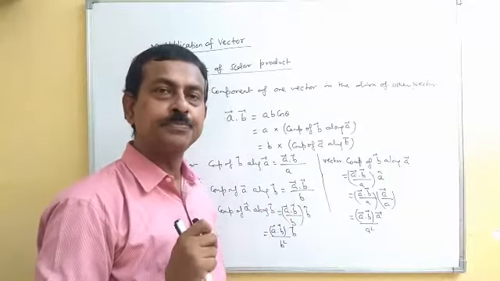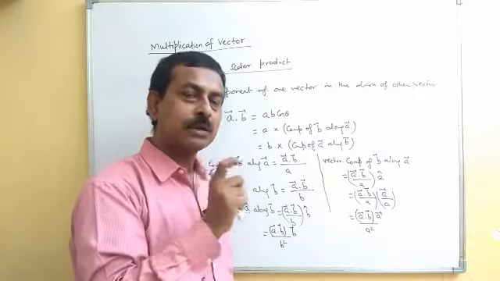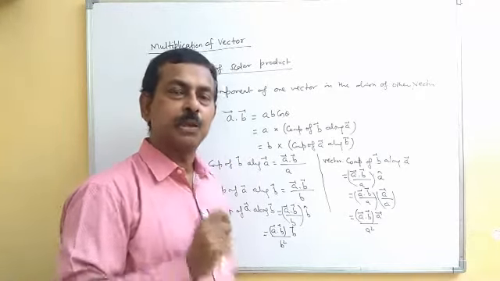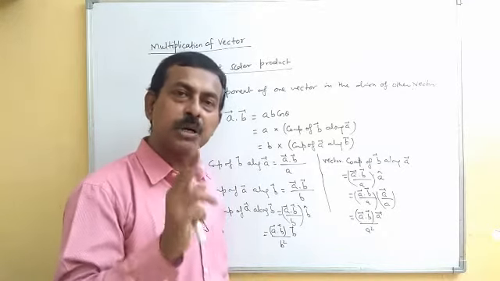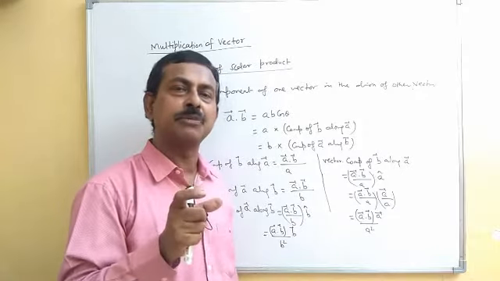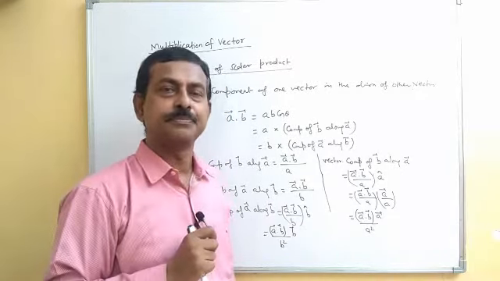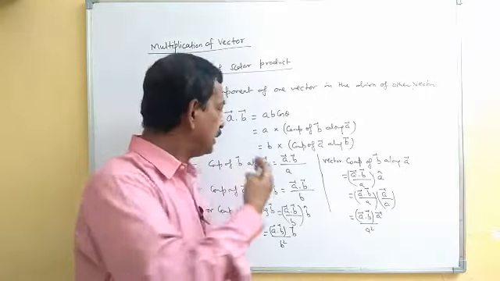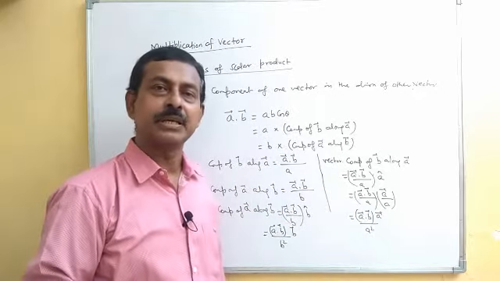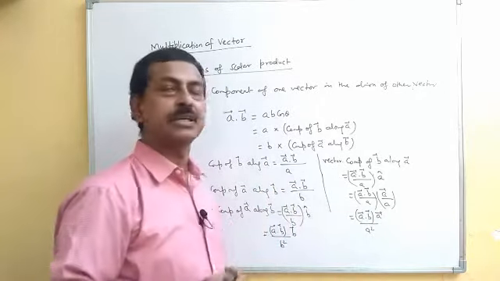That means you have to simply remember this, that a scalar component of one vector in the direction of other will be given by dot product of the two, and it will be divided by the magnitude of the vector in whose direction we are finding the component. If it is in the direction of vector A, then it will be divided by magnitude of vector A. If it is in the direction of vector B, it will be divided by the magnitude of vector B.